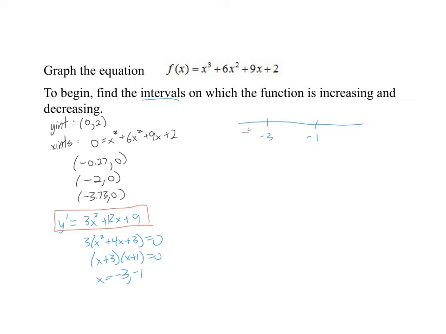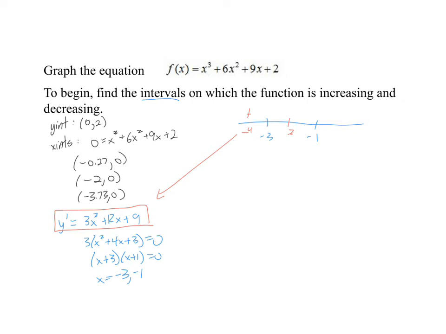So if we test a negative 4, we're going to plug a negative 4 into that equation and see what happens. So if we put a negative 4 in there, you'd have 3 times 16 plus 12 times negative 4 plus 9. So that gives us a pretty big number, so it's going to end up being positive whatever. And again, we don't really care what the number is, we just want to know whether it's positive or negative. So now let's try a negative 2. So a negative 2 somewhere in the middle.